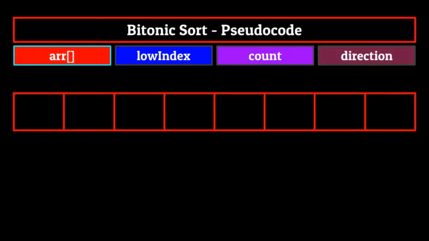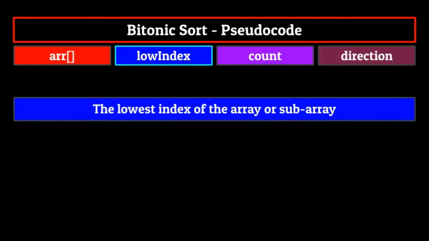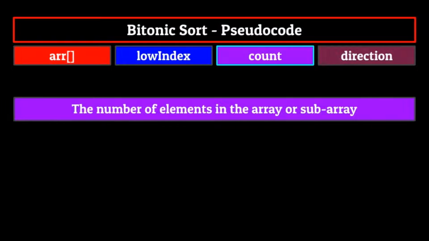Later on in the example, you'll see that we visually create extraneous tables to show what's going on in the code. But the harsh reality is that everything is done internally and without extraneous arrays. Anything extra that's created outside of the original list is simply there to help with understanding. The low index is an integer which will represent the lowest index of the array or subarray that we're working with.